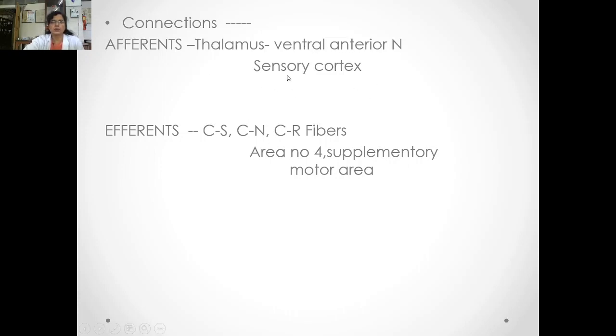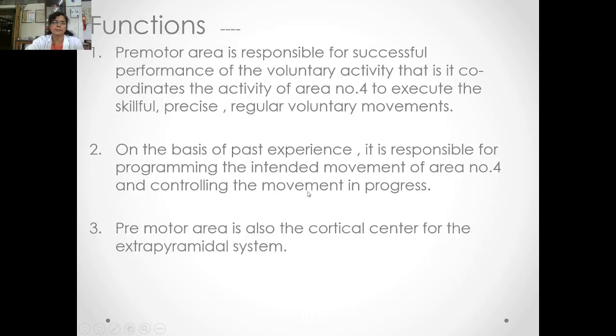Then it also receives fibers from the sensory cortex. Efferents of this area: it gives rise to corticospinal fibers, corticonuclear fibers and corticoreticular fibers. It also gives rise to fibers to area number 4 and the supplementary motor area. Functions of this premotor area: this premotor area is responsible for successful performance of the voluntary activity.